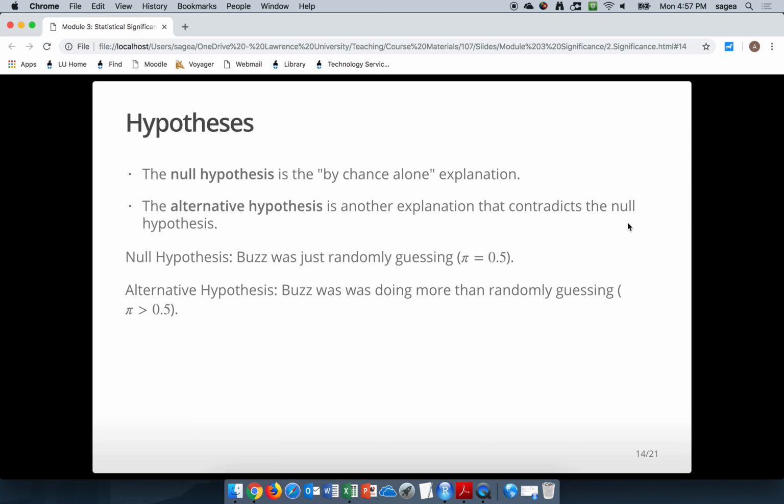The alternative hypothesis is that Buzz was doing more than randomly guessing. We'd like to think that Buzz was getting information from Doris. In that situation, pi, the success probability, would be greater than 0.5.